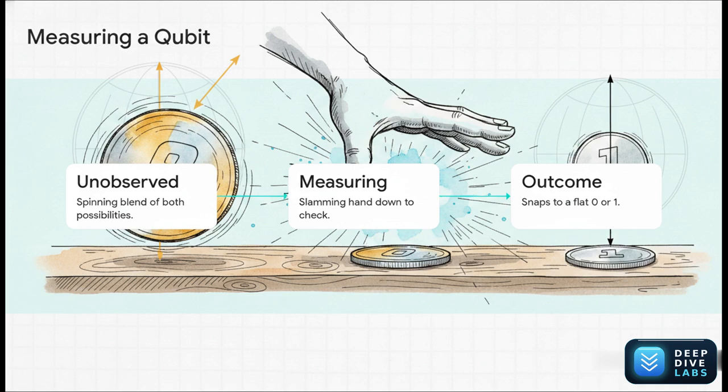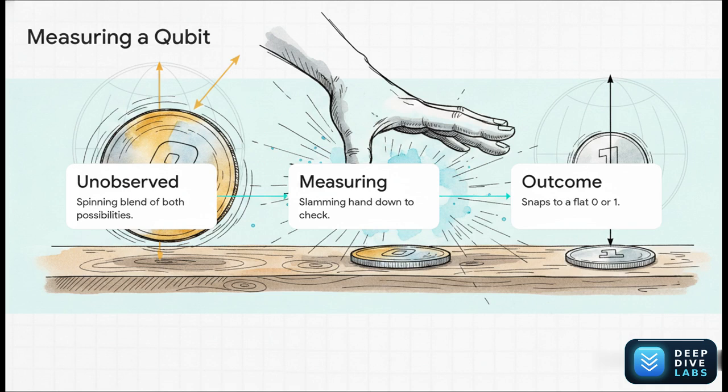While our coin spins on the table, it's genuinely neither heads nor tails. It's just this mesmerizing whirl of both, completely unobserved. But the absolute second you slam your hand down to check it, the coin is forced to commit. It has to pick. You lift your hand and boom, you get a flat, plain heads or tails. The spin, the blend, is gone forever. A qubit does exactly this. While you leave it alone, it lives as that richly tilted arrow on the globe.